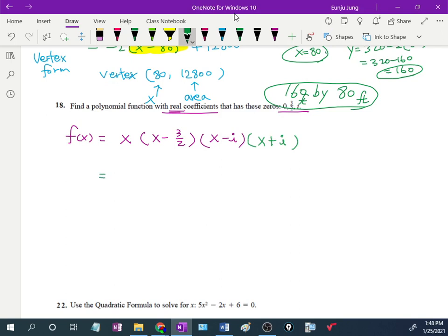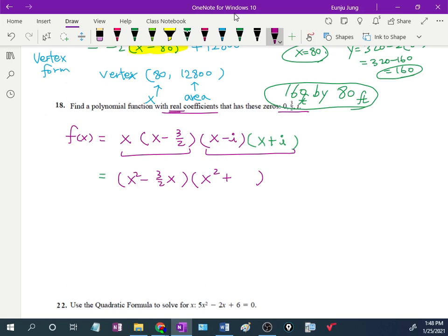And now let's simplify. So first two, what do we get? Let's multiply that way and then multiply one more time, okay? So distributive property, x squared minus 3/2 x. Would you like to double it to make everything integers? That's a good idea. You can do that too, right? If you don't want to carry 2 in the denominator forever, you can double it. That's fine. Anyway, next one. What would be the equation? x plus i, x minus i. First, outer, inner, last, the FOIL method. What do we get?